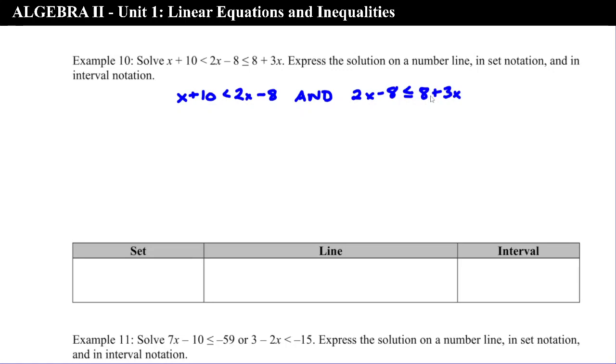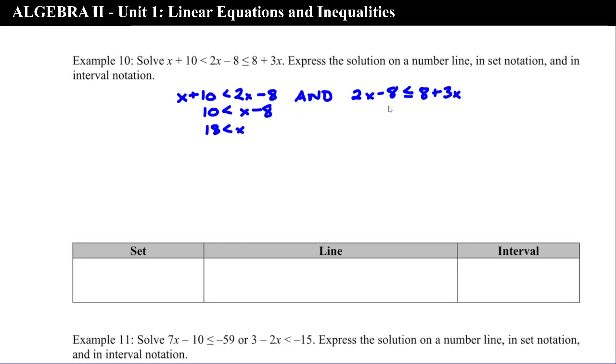Okay, so let's solve this first one. Well, let's start by subtracting x from each side. And when we do that, we get x minus 8 on the right-hand side. Then we add 8 to each side. We get 18 is less than x.